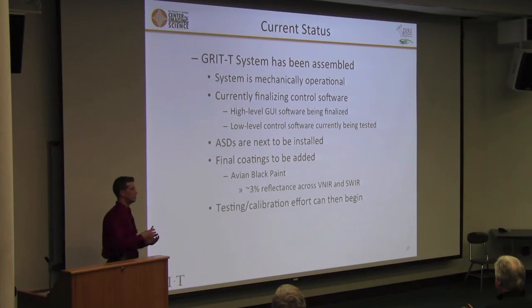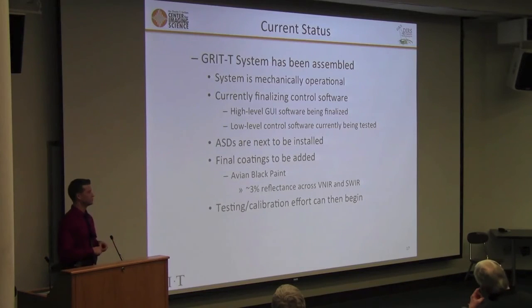Our low-level control software that actually does all the motions and calculations is already finalized and is currently being tested. The next step for us is to install the 2 ASD spectrometers and then apply the final coatings, which will be Avian black paint because of its low reflectance over the VNIR and SWIR, which is where we're operating with our FieldSpec 4 spectrometers. And then we'll begin the testing and calibration effort after that.